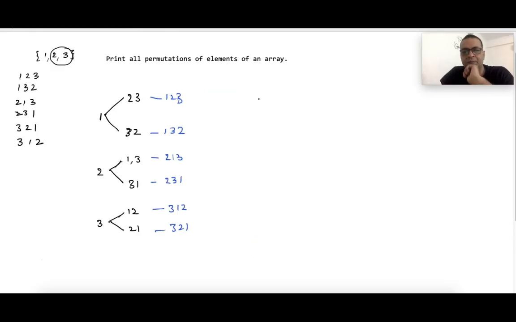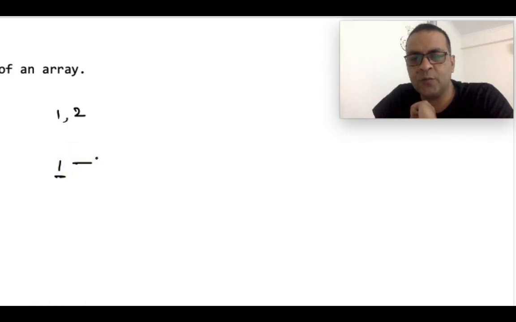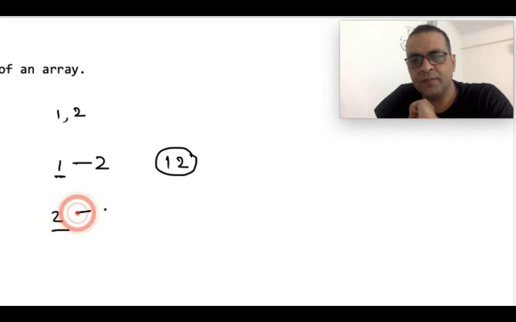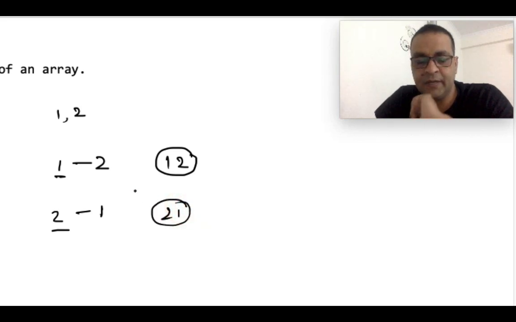So if we have only two elements, let's say 1 2, then what we do is first we fix 1 and then print all the permutations of 2. There is only one permutation of 2, right? So 1 2 will get printed. Then we fix 2 at the first position and print all permutations of 1. So there is only one permutation of 1. So 2 1 will be printed, right? Similarly, if we have only one element, then we will fix that element and that's it, right?